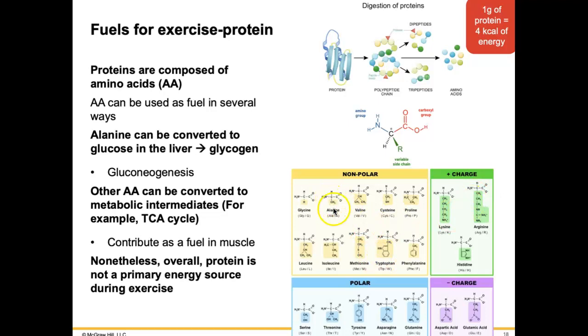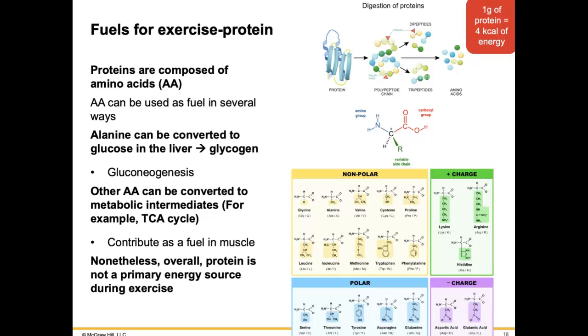We have one specific amino acid, alanine, that can be converted to glucose within the liver and then eventually stored as glycogen. So this process is called gluconeogenesis. Then other amino acids can be converted to metabolic intermediates, and these would include isoleucine, alanine, leucine, and valine. And these intermediates can then be used within the citric acid cycle and can contribute as fuel in the muscle.